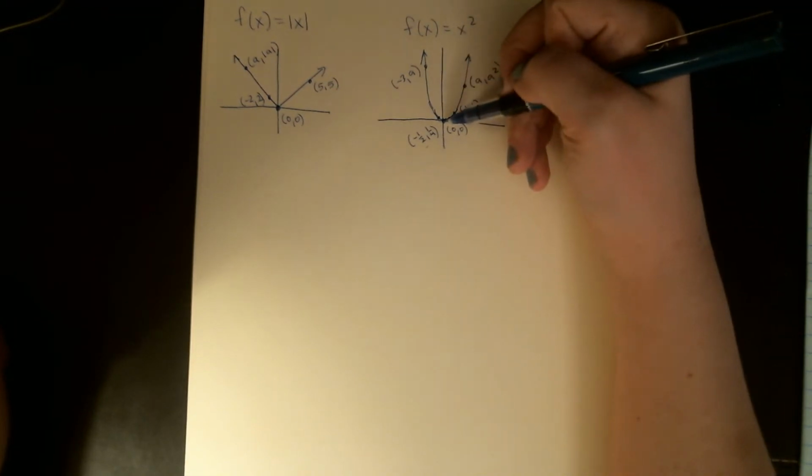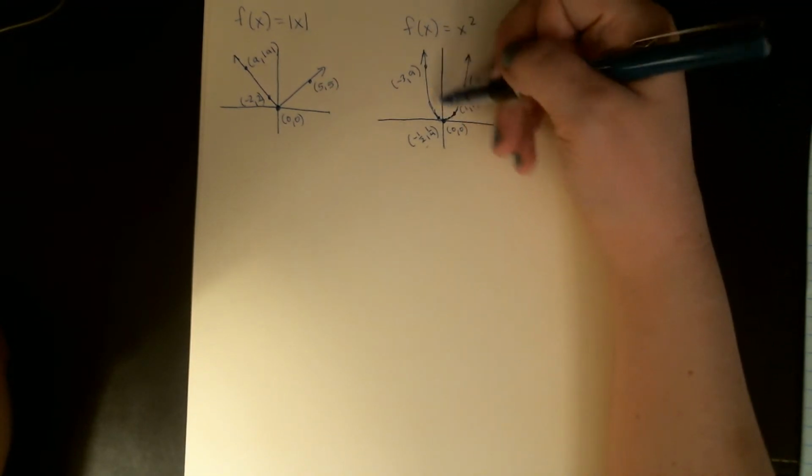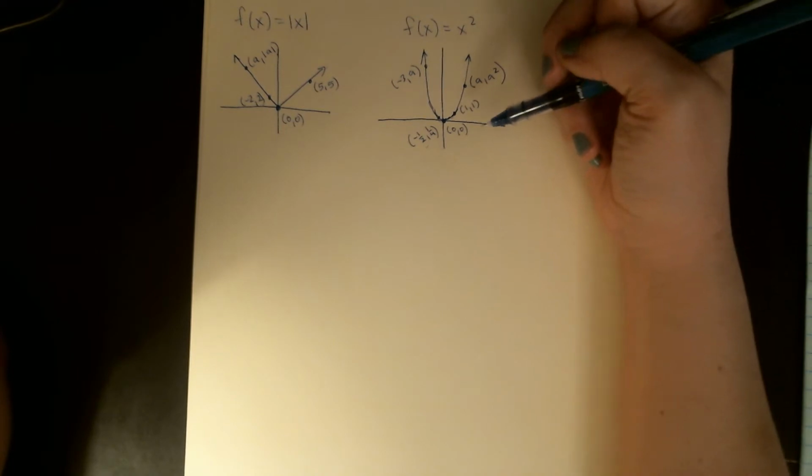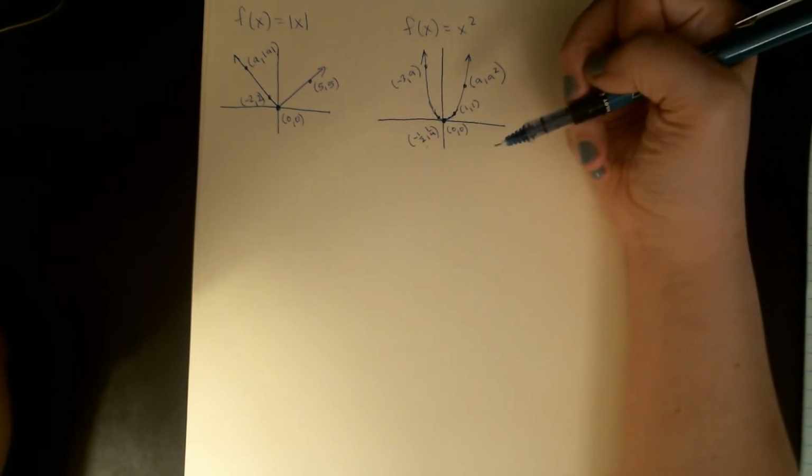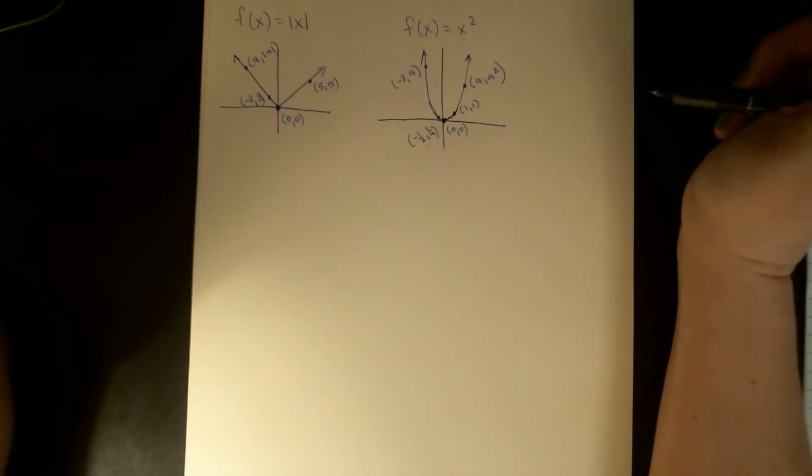When you square negative numbers, you end up with positive numbers. So we only have non-negative y values. We do hit 0, but we don't hit any negative y values.